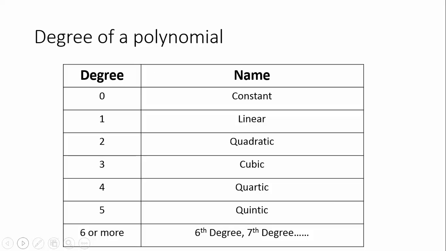And now we have some names that we need to remember. When a polynomial has a degree of 0, it's a constant, and it's just a number. When it has a degree of 1, we call that linear. When it has a degree of 2, we call that quadratic. A degree of 3 is cubic. A degree of 4 is quartic. A degree of 5 is quintic. And anything that's 6 or more is just that number to the degree. So 6th degree, 7th degree, 8th degree, and so on. I want to make sure that you have this chart in your notes, please, because you will need that working through the worksheet.